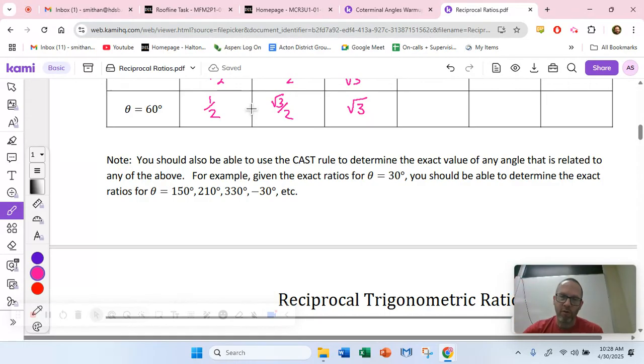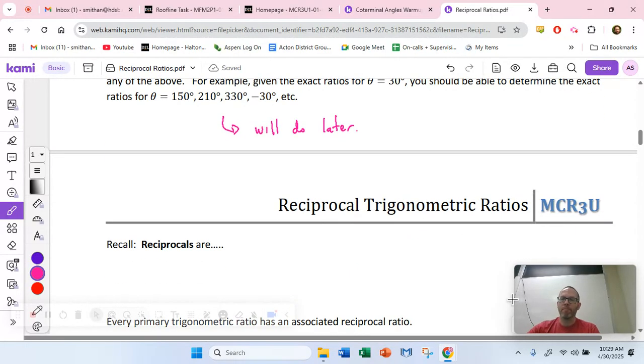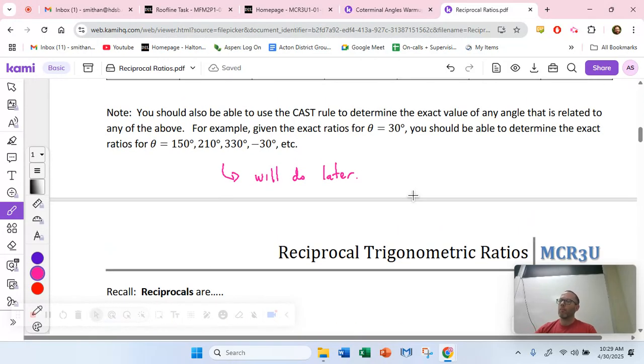Just to ease your concerns, I'm just going to add on, we'll do this later. Why use many words when few words do trick? Will do later. All right.